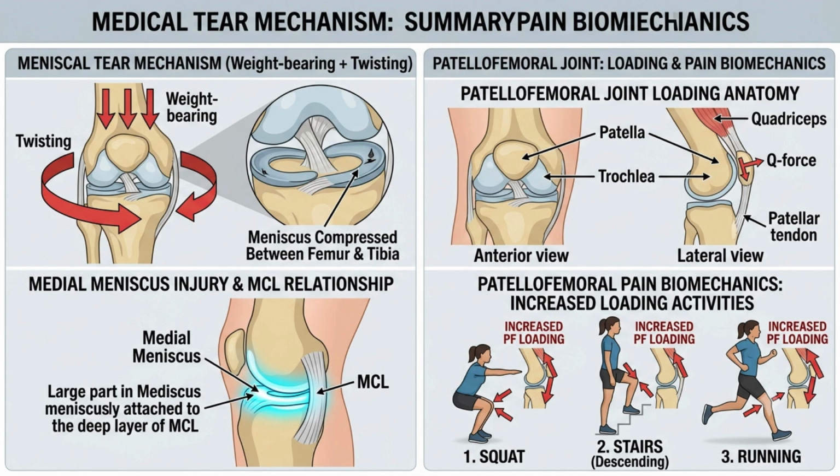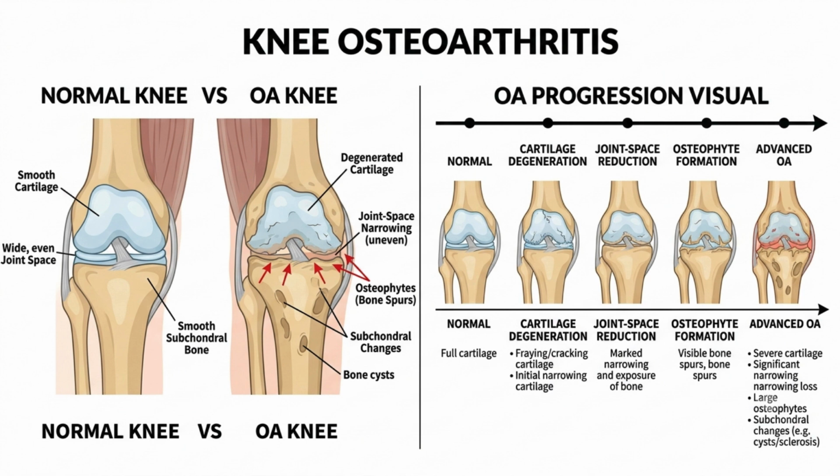The patellofemoral joint is formed between the patella and femoral trochlea. The quadriceps generate force through the patella and patellar tendon. As the knee flexion increases, patellofemoral joint loading increases also. This is why activities such as squatting, stair climbing, and running can place significant demands on the patellofemoral joint.